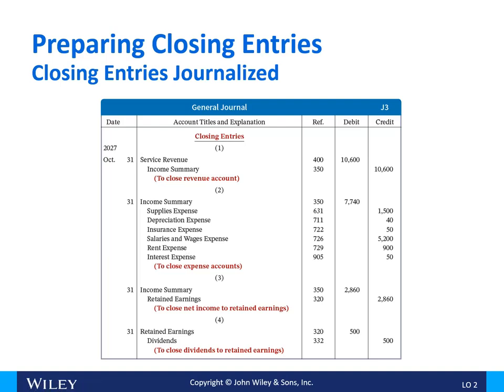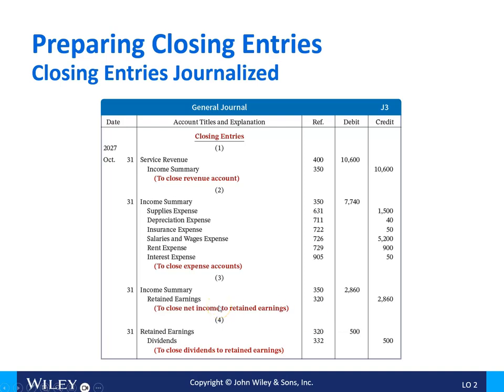Once we've closed revenue and closed expenses to income summary, we take the balance in the income summary, which is a credit of $10,600, a debit of $7,740. So we have a credit balance of $2,860. We're going to close that to retained earnings. So we debit income summary, $2,860, credit retained earnings, $2,860. So that's our net income again that we're closing into retained earnings.